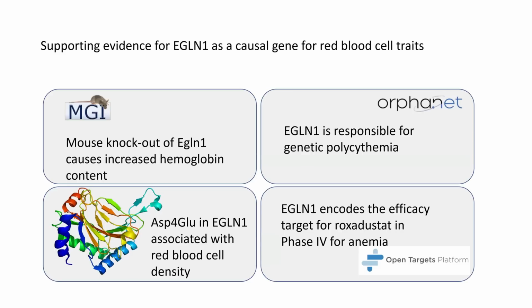We completely understand the biology, and that's why I like coming back to it. I'm trying to understand what the biology is of each of these targets. But in addition, if you knew nothing about the biology and just looked it up, you would see there's a mouse phenotype that's relevant to this trait, there's a rare disease that's relevant to this trait, there's a coding variant in that gene with that same trait, and in fact there is a drug that targets EGLN1 that's relevant to this trait.